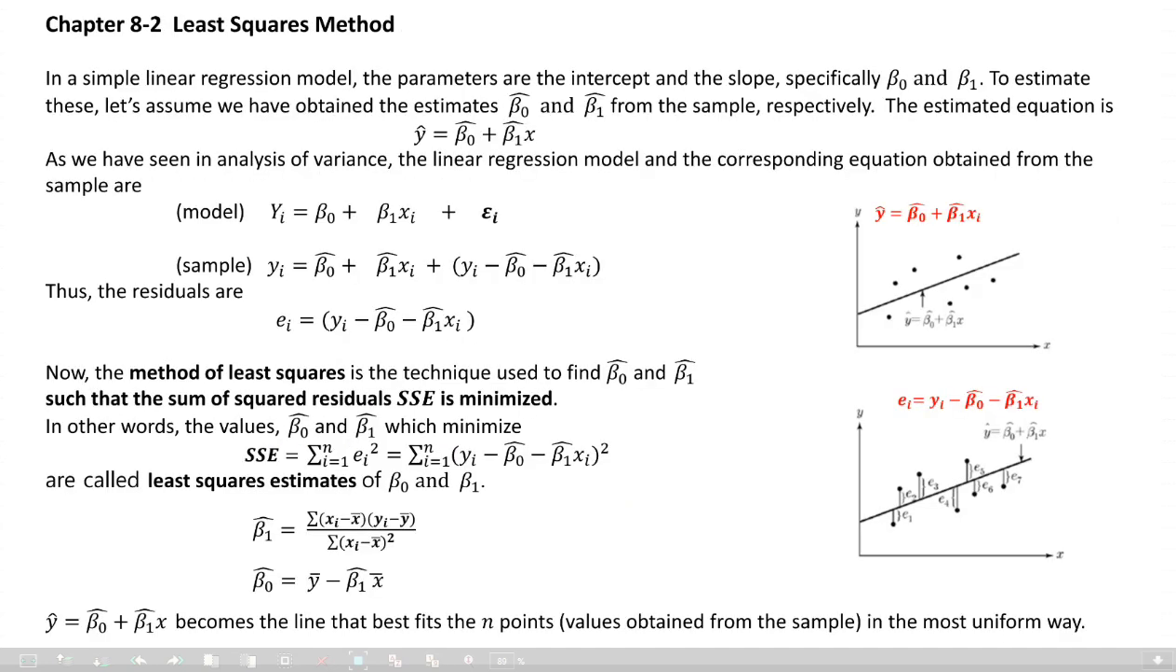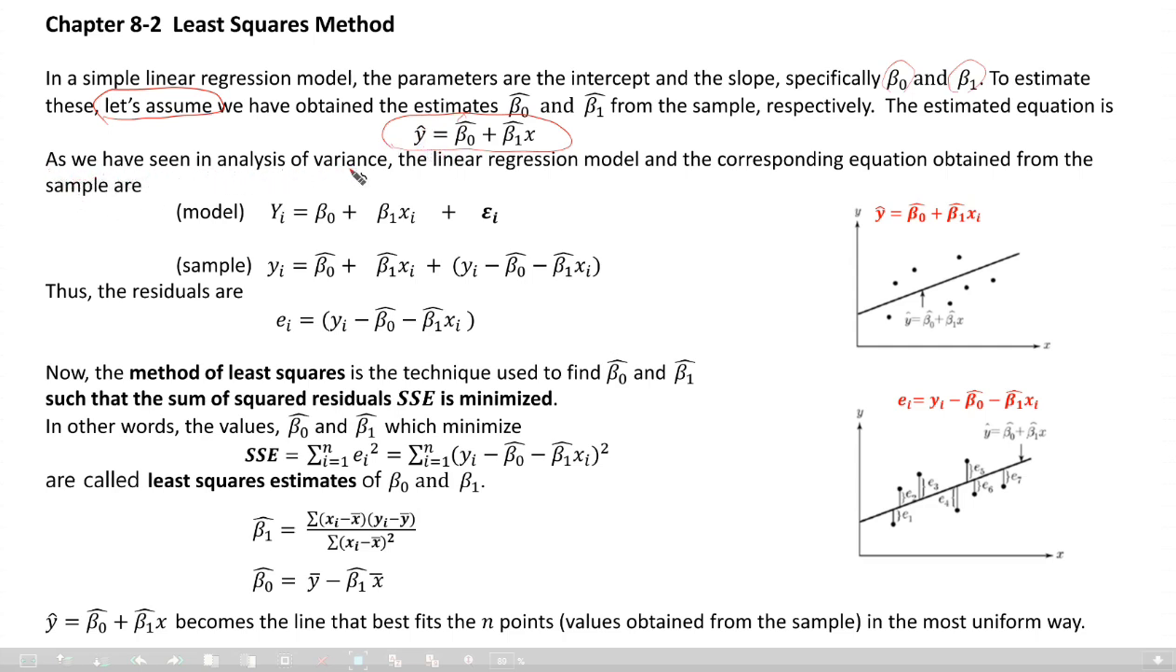What is the least squares method? In a simple linear regression model, the parameters are the intercept and slope, beta 0 and beta 1. To estimate these, let's assume we have obtained the estimates beta 0 hat and beta 1 hat from the sample, respectively. The estimated line equation is like this. Beta 0 and beta 1 have hats, okay? So we denote y as y hat. Y hat is the fitted value on the line.